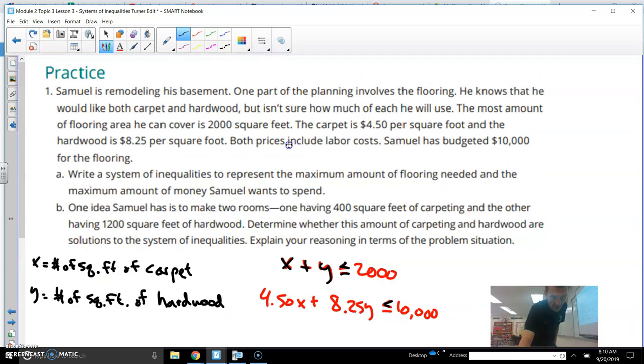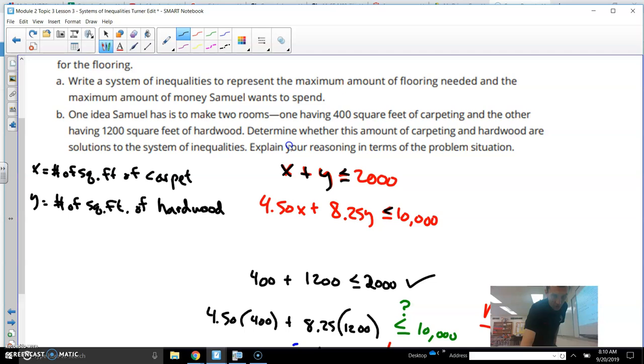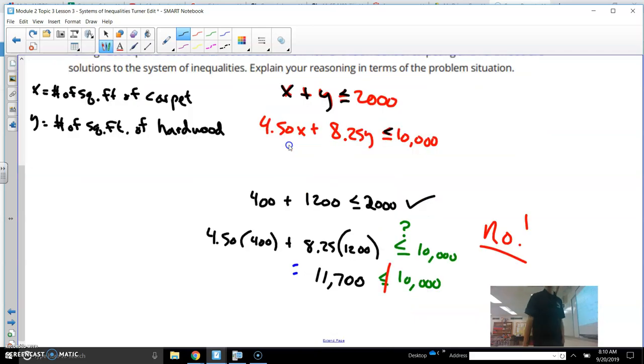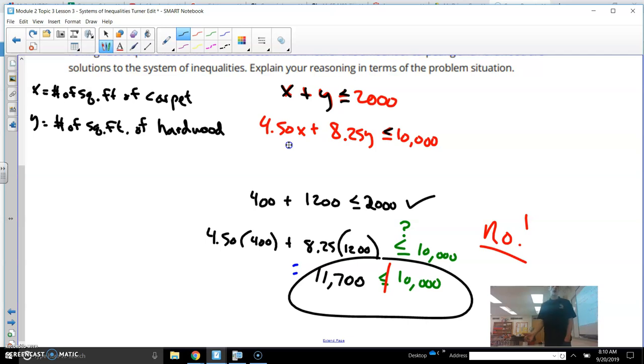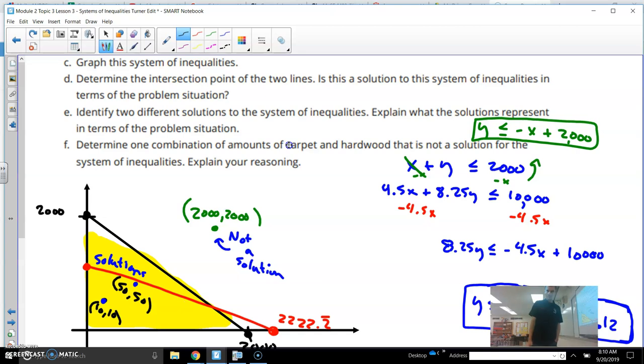Like B says, what about 400 and 1,200? Well, 400 and 1,200 would not exceed 2,000 square feet. However, the pricing, if you were to do 4.50 times 400 and 8.25 times 1,200 and add those together, you exceed 10,000. So no, you have enough square feet for that, but you don't have enough money for that. So the next part is to graph the systems.